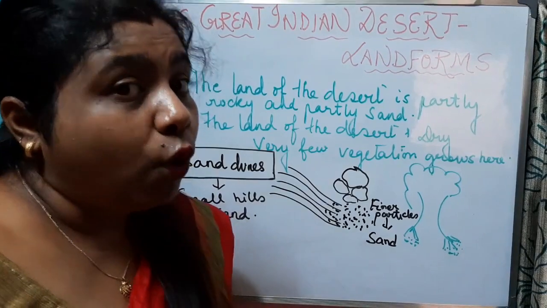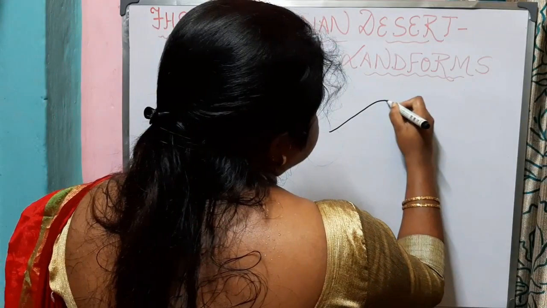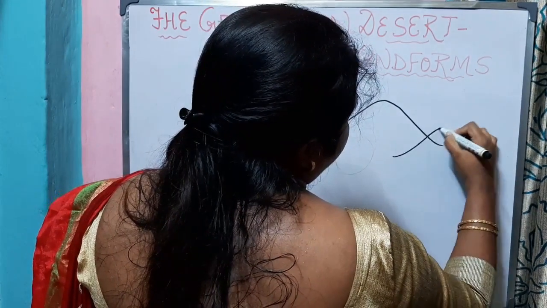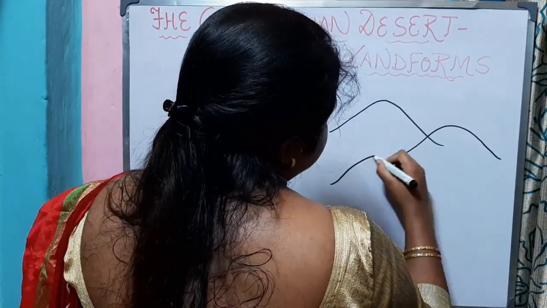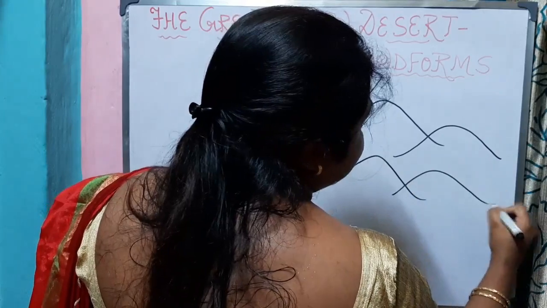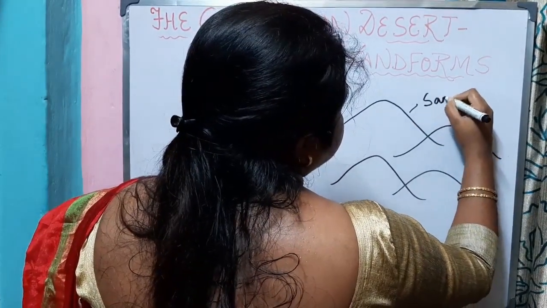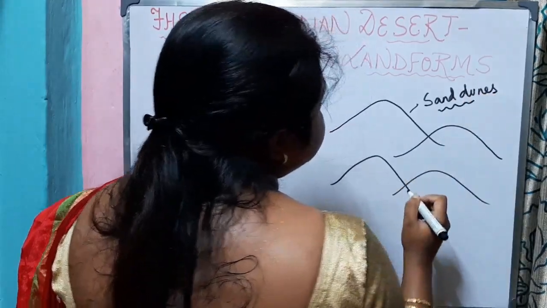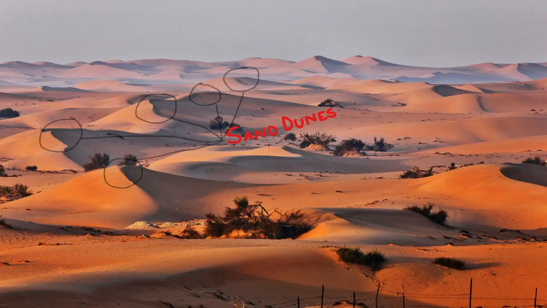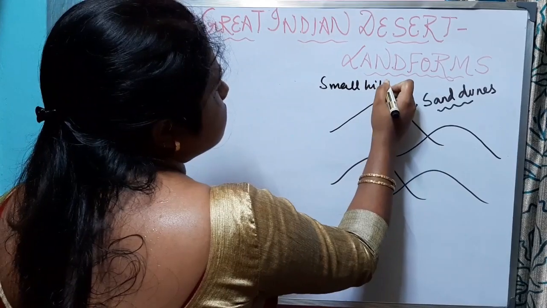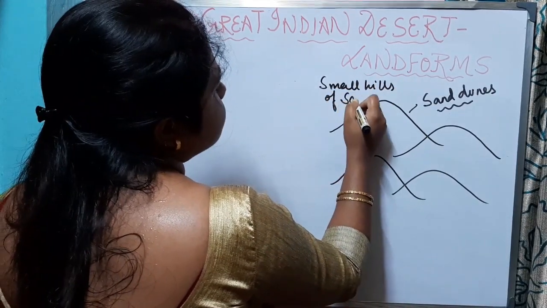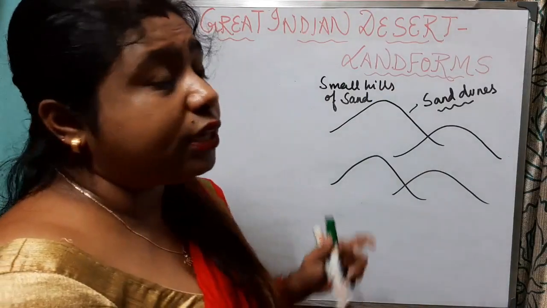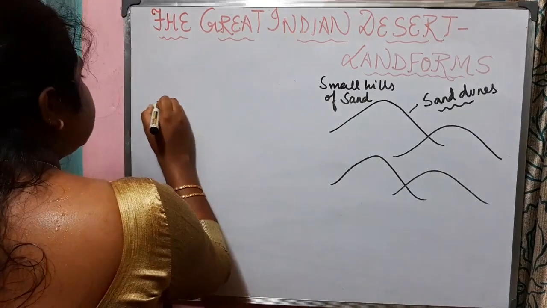Let us see what sand dunes are and how they are formed. In deserts we can see small hills of sand like this, and they are called sand dunes. In deserts we will see many sand dunes, which are small hills of sand. Now let us learn how these sand dunes are formed.